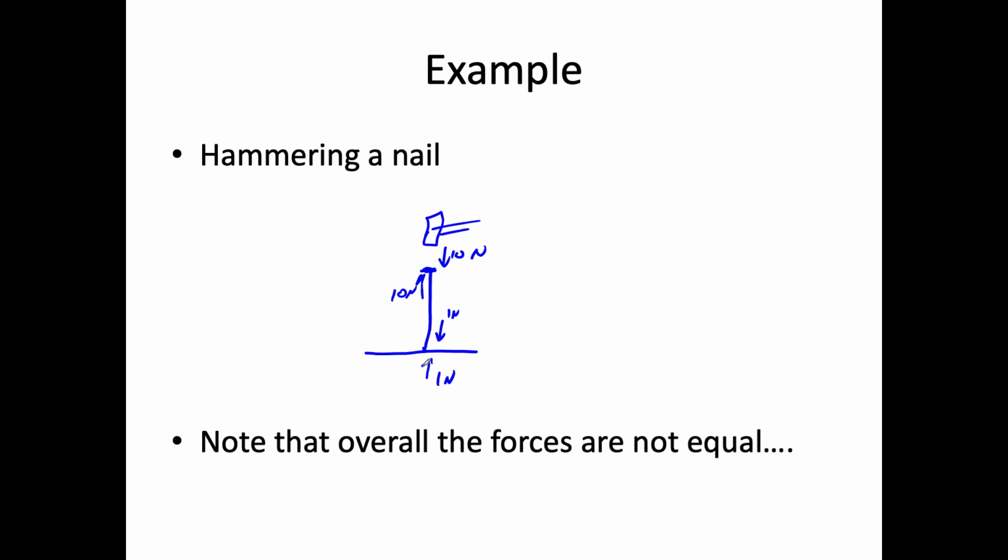But what happens is that the force at this point is going to be 11 newtons, which is greater than 1, and it's going to force the nail down. So when we're hammering a nail, we're actually overpowering the force pushing up against the nail, and that's how the nail goes in. And this is what we mean by unequal forces. You actually have a net force acting on this point right here.